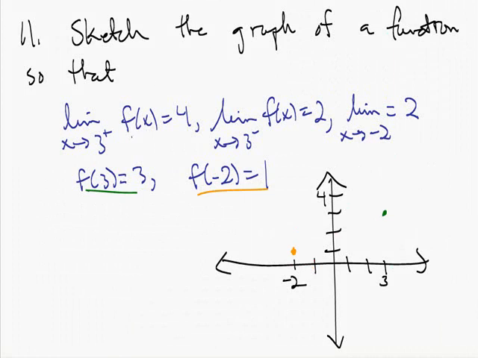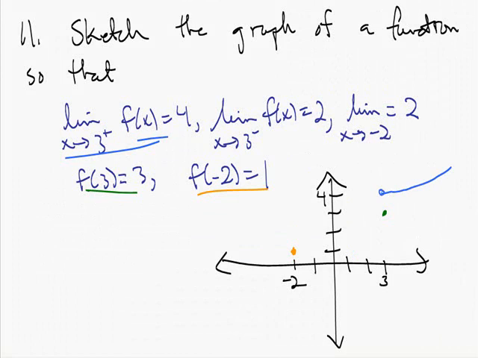Now how about f of x? The limit as x approaches 3 of f of x is equal to 4. Well, that means as we come in from the right here, we want to be approaching 4. So we will come in here and we'll put a hole right here. So as we're coming into 3 from the right, the function value approaches 4.